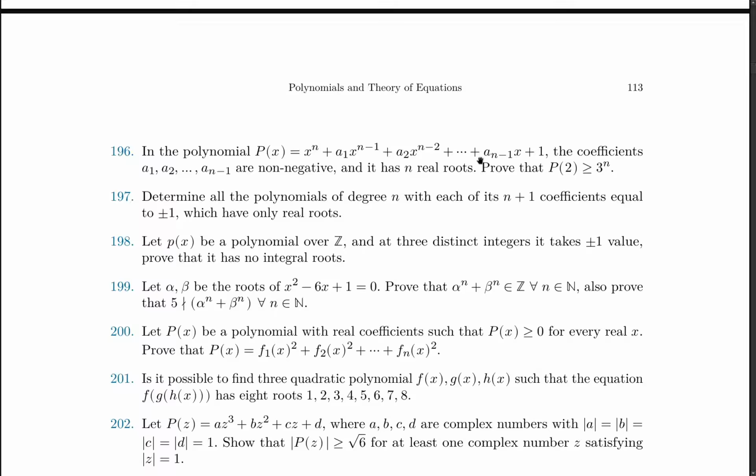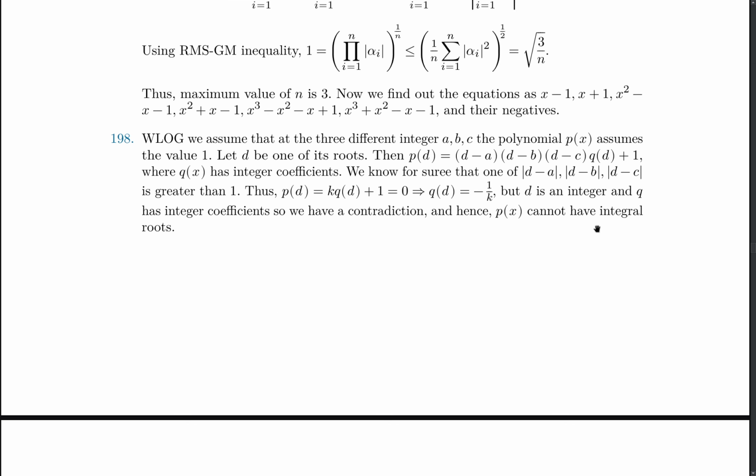If you see what is the question? For 3 distinct integers it takes a value plus or minus 1, so we assume it to be plus 1 here, where q(x) has integer coefficients. We know for sure that one of |d minus a|, |d minus b|, |d minus c| is greater than 1. So p(d) is equal to k times (q(d) plus 1). That is, q(d) is equal to minus 1 by k. But d is an integer and q has integer coefficients, so we have a contradiction, and hence p(x) cannot have an integral root.